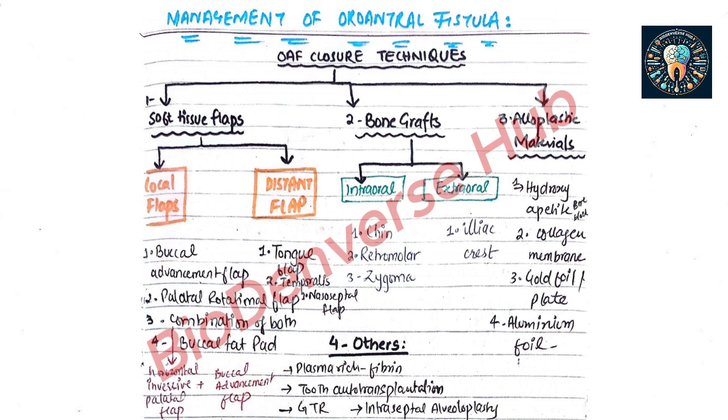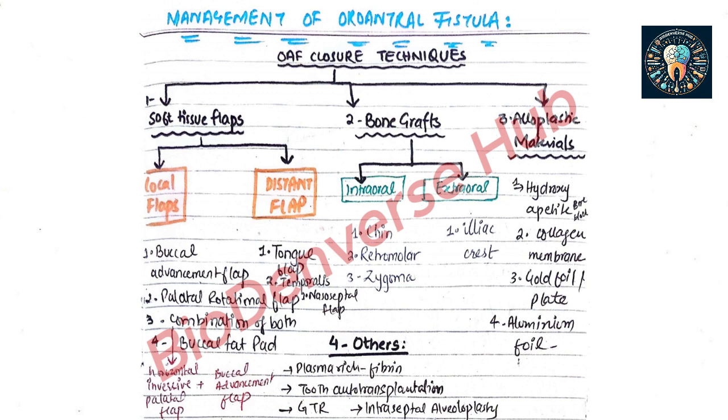In that regard, we have local flaps and distant flaps. The local flaps include the buccal advancement flap, the palatal rotational flap, or a combination of both, or we can also use the buccal fat pad for the closure of the opening. The distant flaps include the tongue flap, the temporalis flap, and the nasal septal flap. So these were the soft tissue flap options that could be used to close the oroantral fistula.